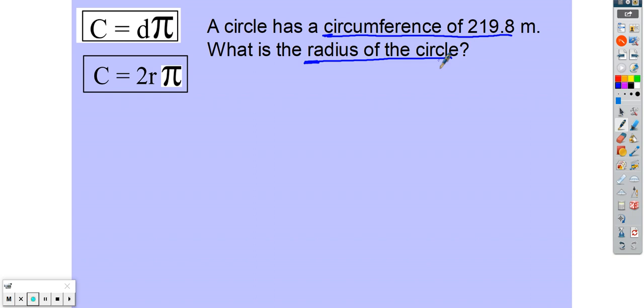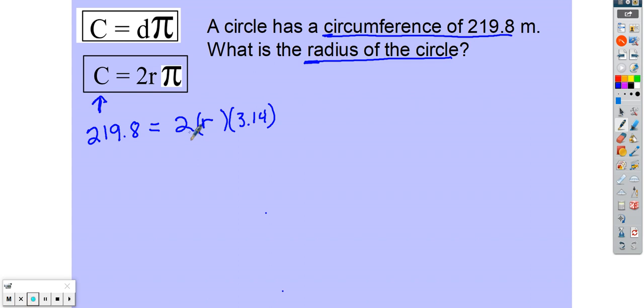I know I need to find the radius, so I'm going to use this formula right here. But I need to substitute this into a different place than the first two practice problems that we did because this is the circumference. 219 and 8/10, that is my circumference. So I'm going to have to substitute that in right here. And it tells me to find the radius, so I'm going to use this formula: 2, radius is unknown, times r, and then 3.14 for pi.